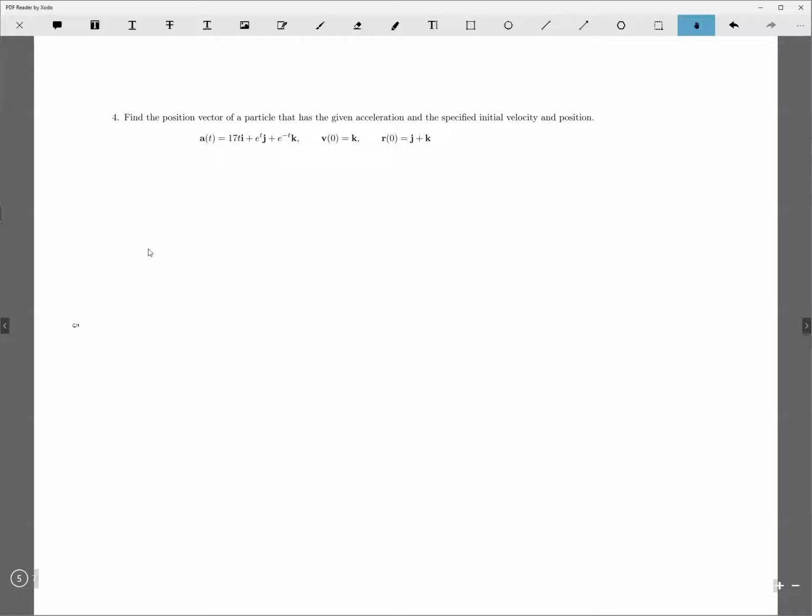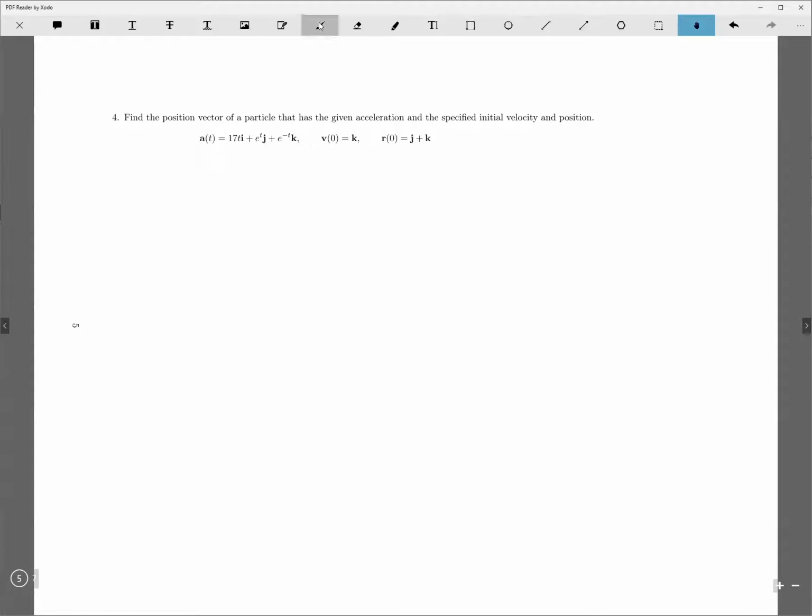Okay, so number 4, find the position vector of a particle that has the given acceleration and the specified initial velocity and position. So this one's a little bit different. We're given the acceleration, and we're supposed to find the position.